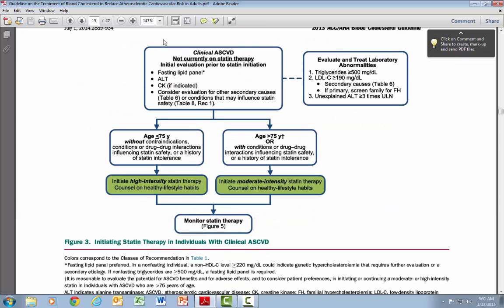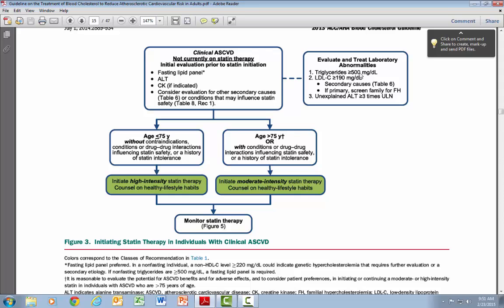Okay, if the patient is clinical CAD and is not currently on statin, what do you do? Well, before starting the statin, I'm going to do a fasting lipid panel. I'm going to do liver enzymes. I'm going to do CK if indicated, because remember, it's not a routine to do it unless the patient complains of signs of myalgias or myopathies. Consider secondary causes.